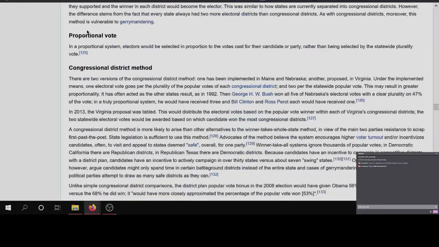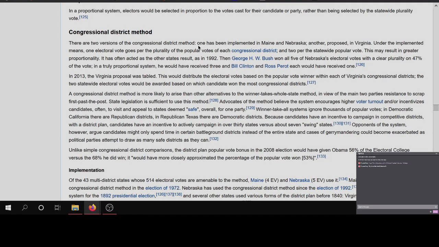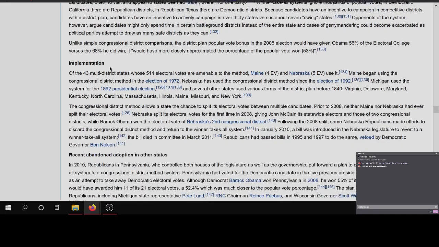So we go through here. Congressional District method. There are two versions of the Congressional District method. One has been implemented in Maine and Nebraska, another was proposed in Virginia. Under the implemented one, one electoral vote goes to the plurality winner of the popular vote in each congressional district, and two go to the winner of the statewide popular vote.